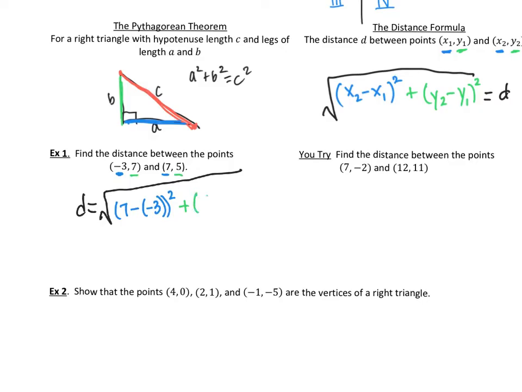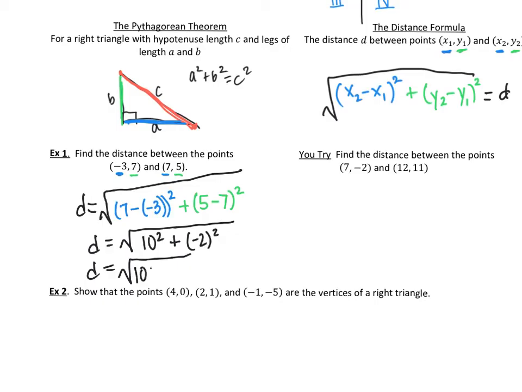Okay, I am going to do it in the order the formula indicates, but it actually doesn't make a difference because once you square it, it turns positive. Okay, let's evaluate this. Let's see, this is 7 minus -3 is 10 squared. 5 minus 7 is -2 squared. Do put parentheses on your negative because you're squaring the negative as well.